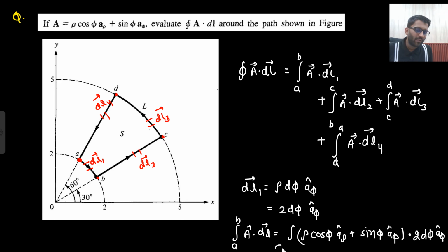And the limit of phi will be from where to where? You are going from 60 degree to 30 degree. Look, I wrote A. What is my dl? Rho d phi. Rho is constant here, that is 2. So 2 d phi I have put here. Then first I will solve the dot product. A rho dot a phi is 0. A phi dot a phi is 1. So 2 sin phi d phi. Okay. So A to B, A dot dl1 I am writing here.